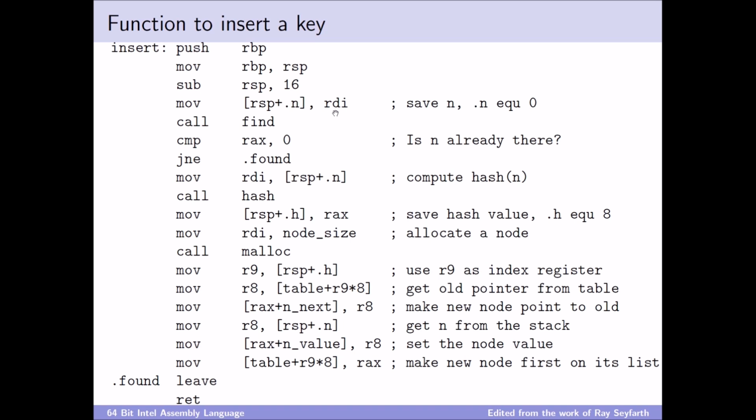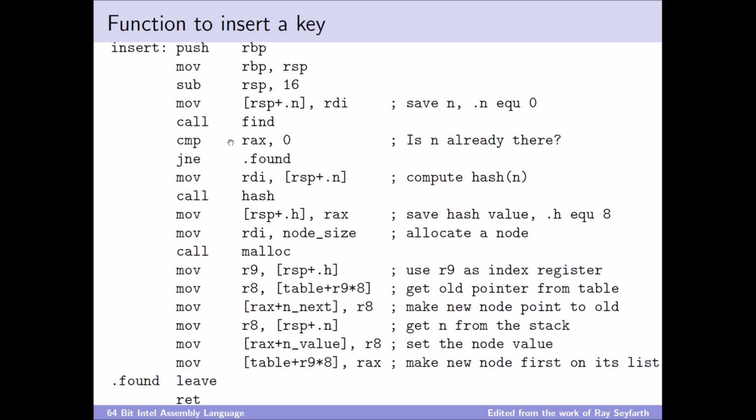So first step, we're going to save RDI onto our stack space memory. So we're going to save the key passed to us on the stack, and then we're going to call the find function that we implemented in the previous slide. Now obviously the key that we're looking for is already loaded in RDI. So find will do the scanning through the entire table, and it will return to us the pointer that corresponds to where it finds the key if it is already present in the table.